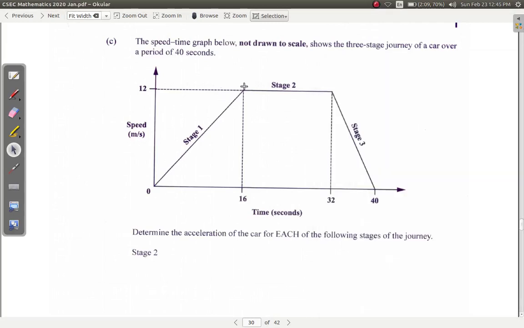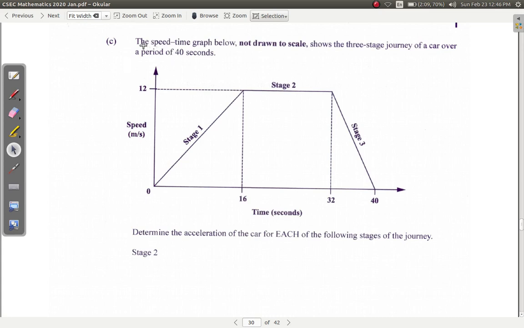Okay, let's look at part C of this question. Some people some distance away are playing music, so you might hear it in the background.